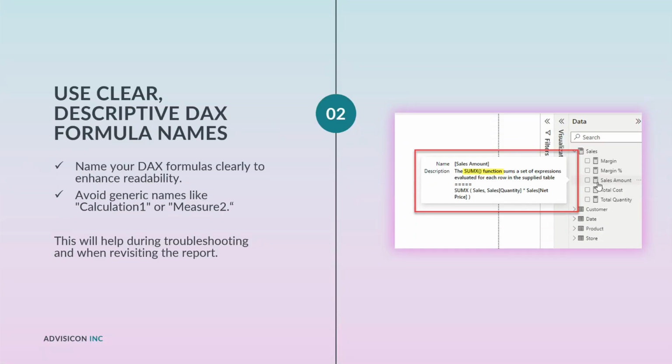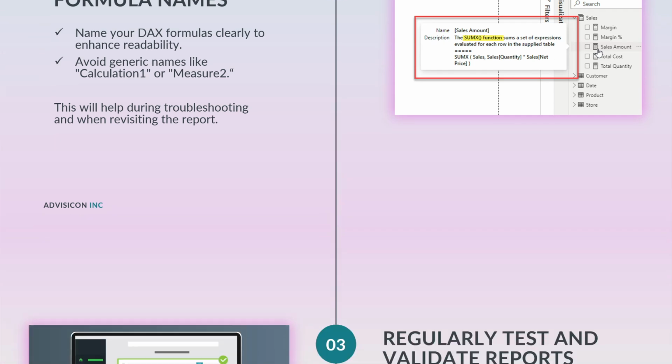When writing DAX formulas, use clear, descriptive names. Instead of default names like Measure 1, opt for meaningful names that describe the formula's purpose. This will make your reports easier to debug and maintain, especially when you or others revisit them later.